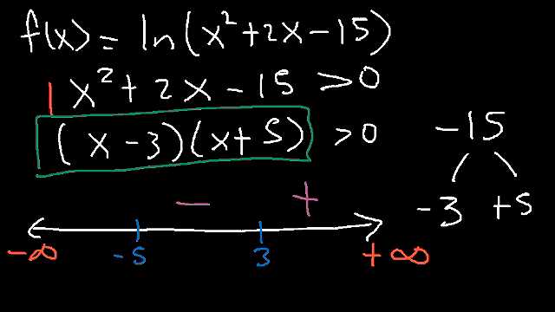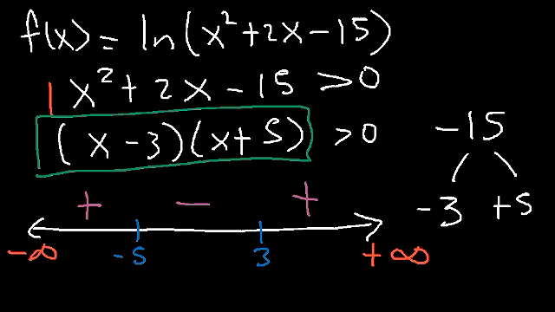Now, if we plug in a number between negative 5 and negative infinity, let's say negative 6. Negative 6 minus 3 is negative. Negative 6 plus 5 is negative. Two negative numbers, when multiplied, will give you a positive number. So keep in mind, we want the portion of this equation that is greater than 0. That means the positive part and not the negative part.